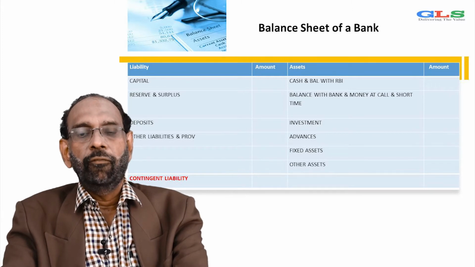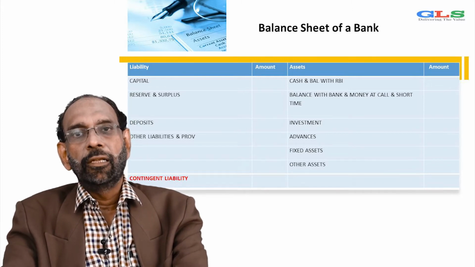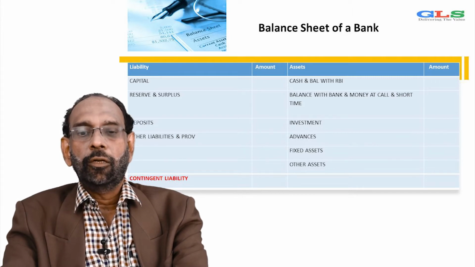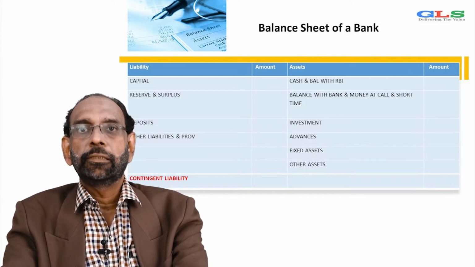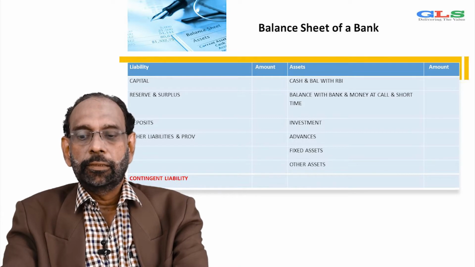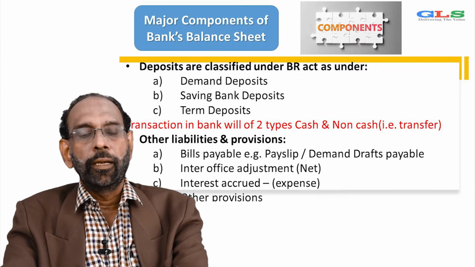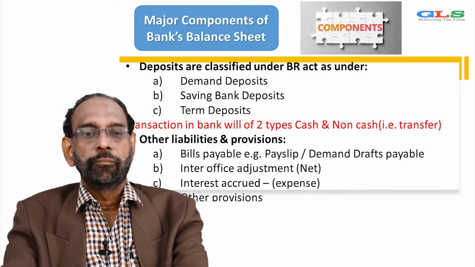On the asset side, we have cash and balance with Reserve Bank of India, balance with banks and money at call and short notice, investments, advances, fixed assets and other assets. Now, what are the major components? Let's look at the major components of the bank balance sheet.